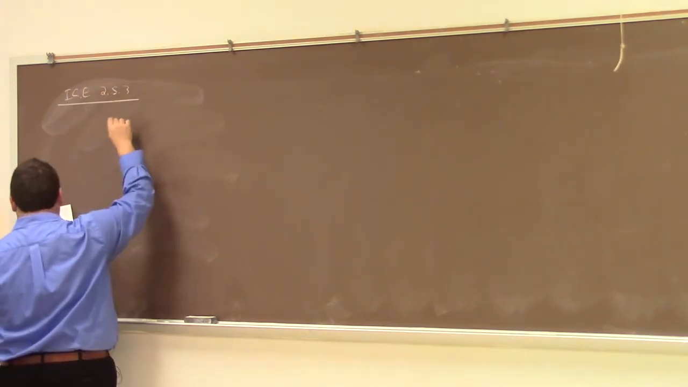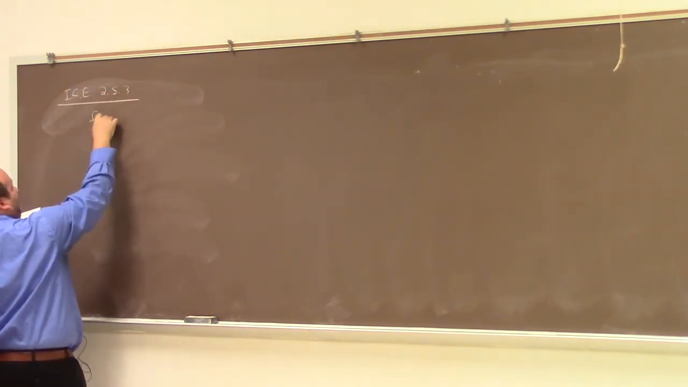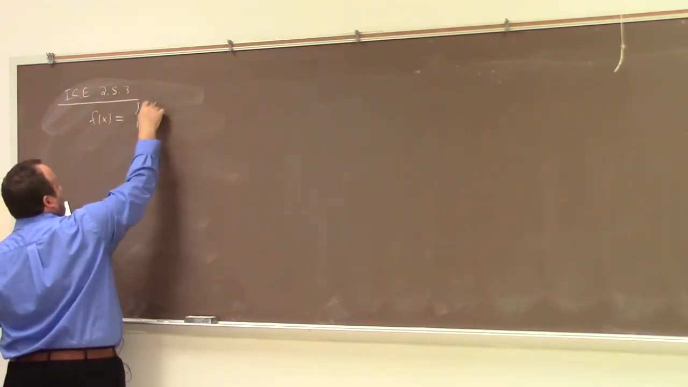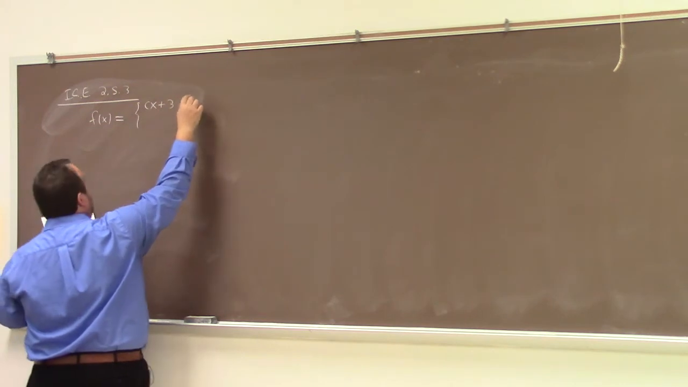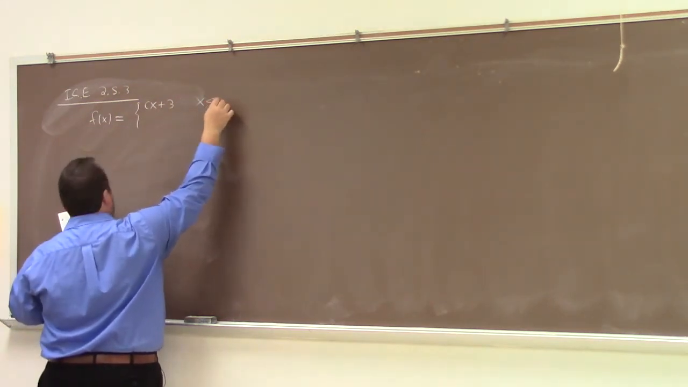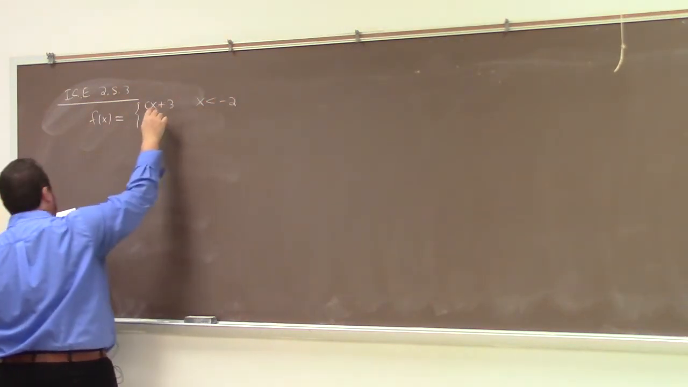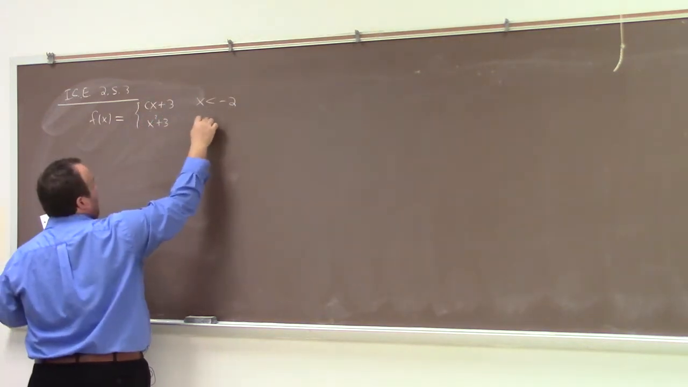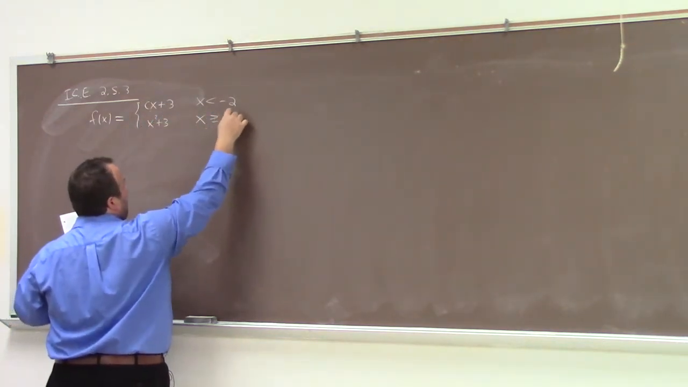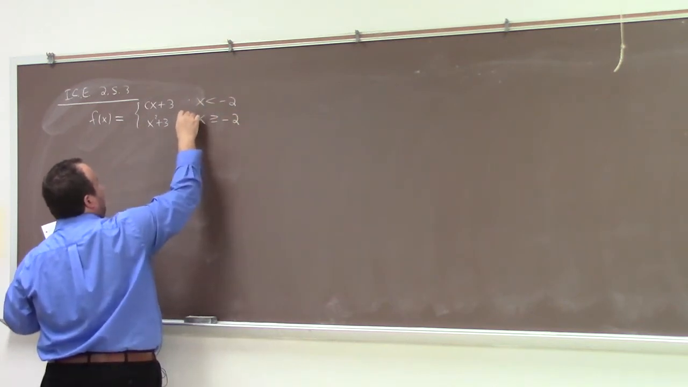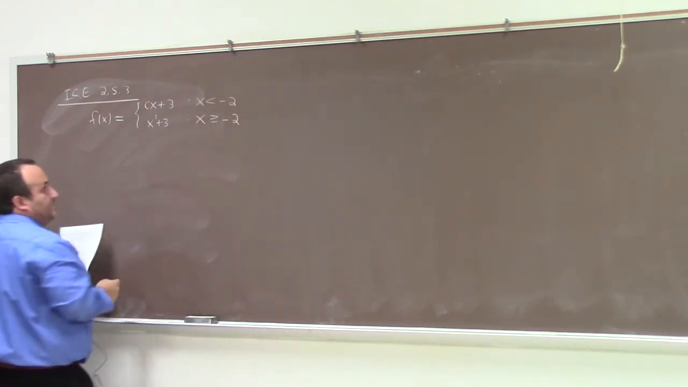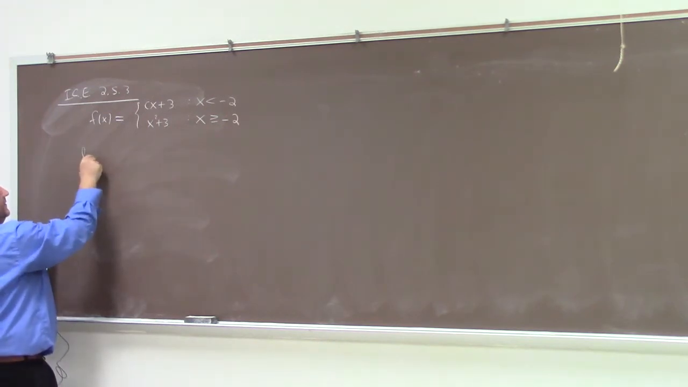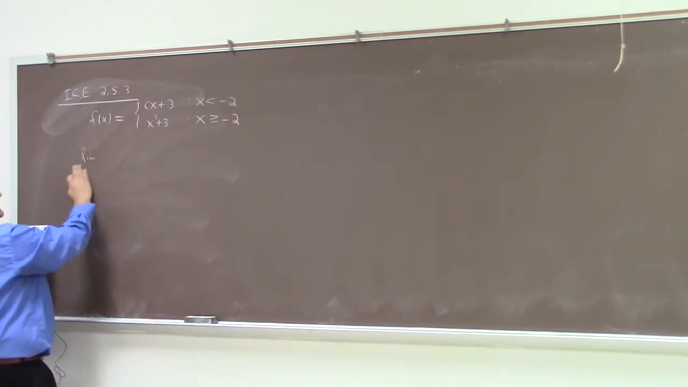2.5.3. F of x is equal to cx plus 3 for x less than minus 2, and it's equal to x squared plus 3 for x greater than or equal to minus 2. This is a case-wise defined function. So let me point out some things here. The limit, so a couple different cases.